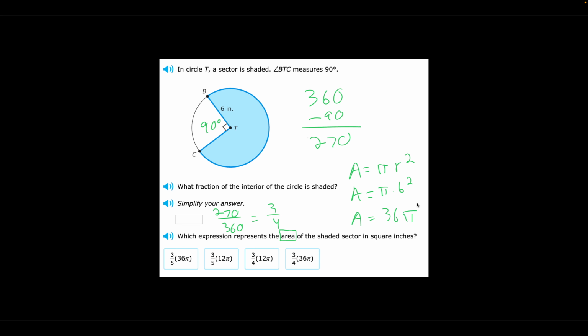That's the area for the entire circle. But we don't want the entire circle. We only want the shaded part. So we want 3/4 of 36 pi, which is this answer choice right here. 3/4 out of the 36 pi total.